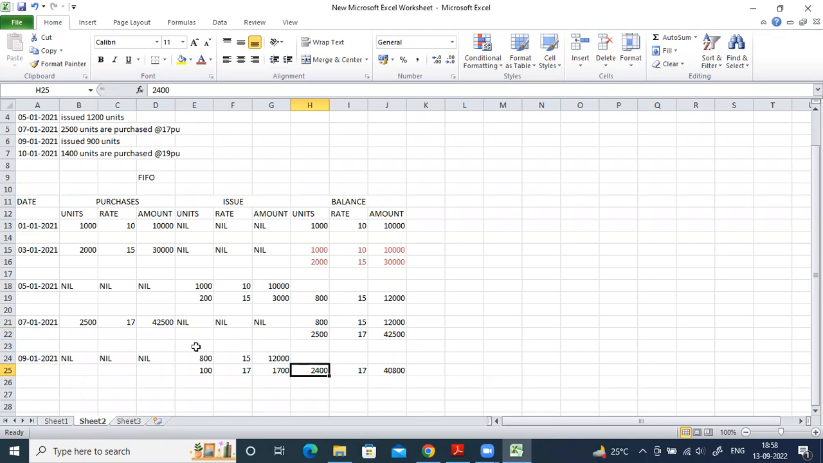Yes, sir. Then the last date, 10th January 2020. It is a purchase of 1400 at the rate of 19. The amount will be 1400 into 19. Here there is no issue, so issue will be nil.